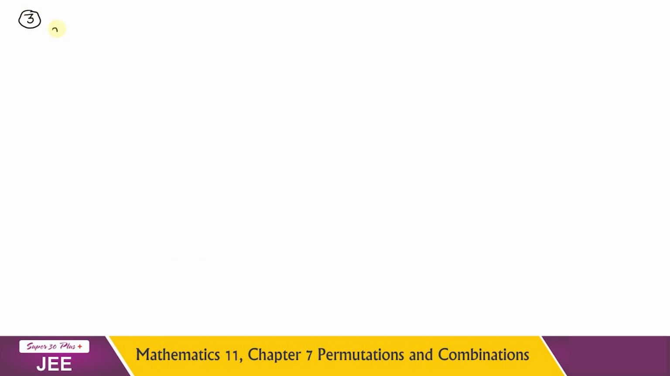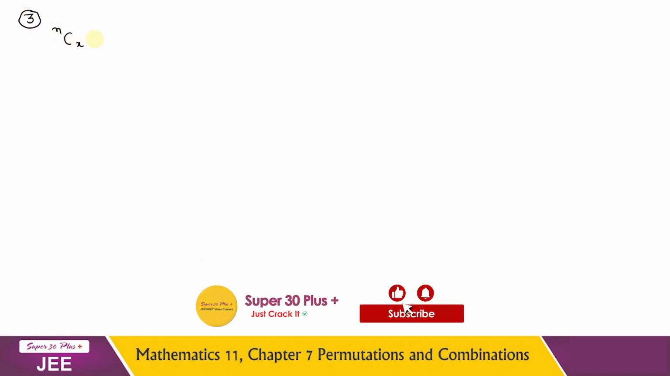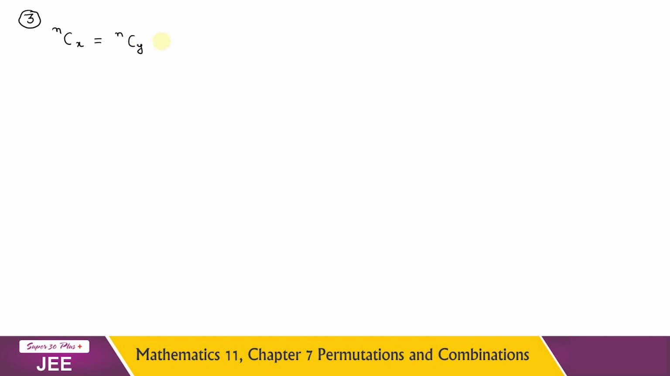Now suppose we have been given that nCx is equal to nCy. nCx is equal to nCy. So this is possible if and only if either x is equal to y or x plus y is equal to n. Alright, why? Because I can write down from the previous property that nCy is nothing but nC(n minus y), the property number 1 that we just studied.